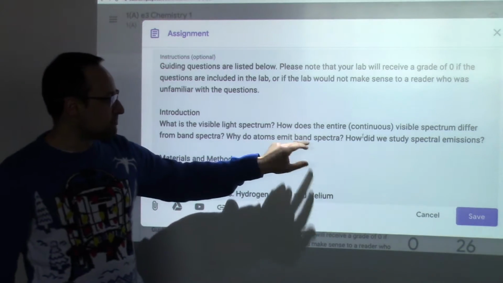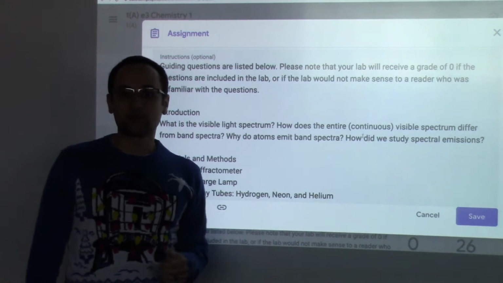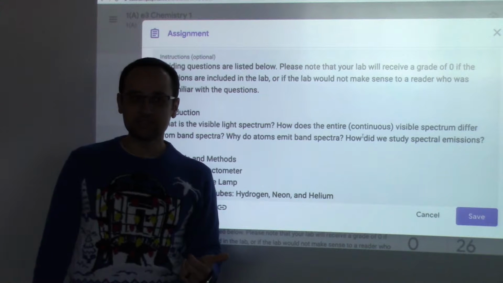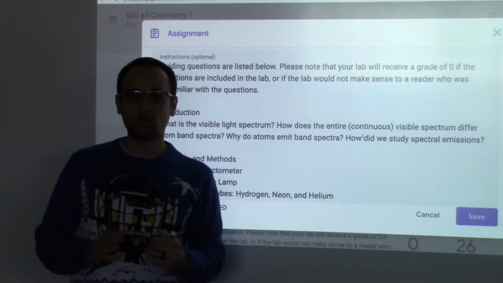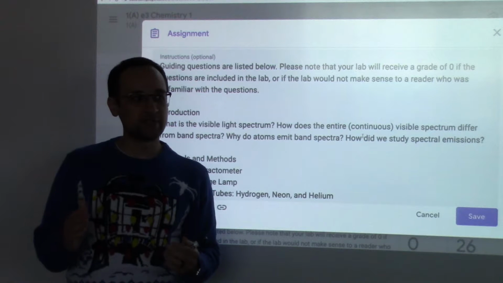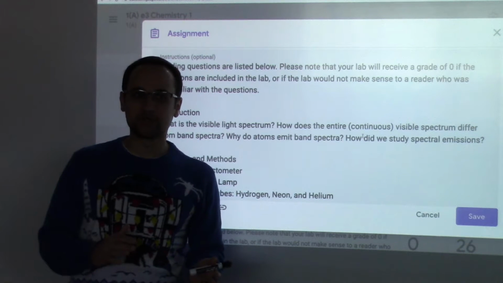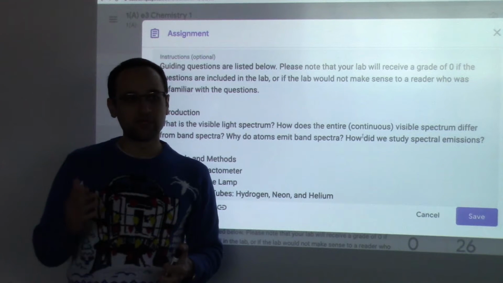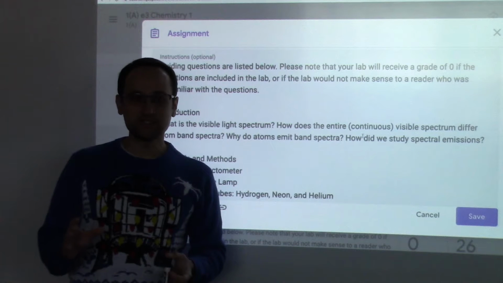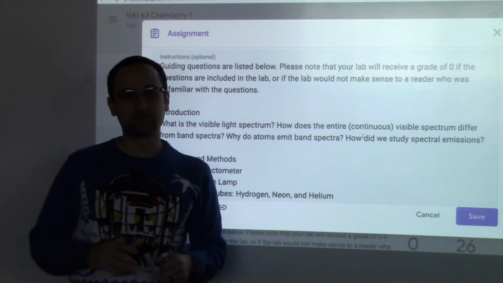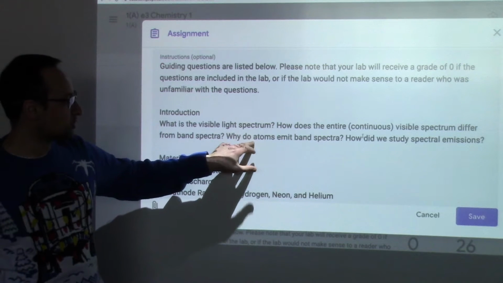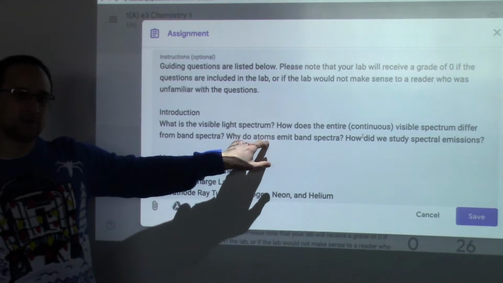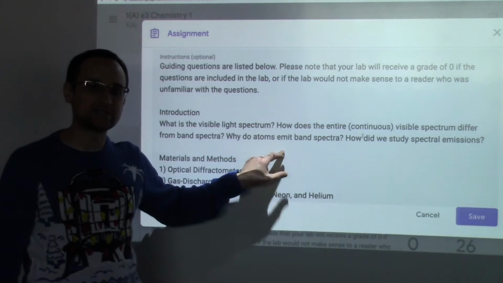And why do atoms emit band spectra? We discussed this in our lecture last time, but just briefly, atoms emit band spectra because excited electrons can only exist in certain energy levels, and so they can only transition to certain lower energy levels once they're excited. Therefore, the frequencies or wavelengths of light that they release correspond only to those energy differences, okay? So really, the short answer is because electrons only exist at discrete energy levels, okay? And we covered that in detail during our last lecture.